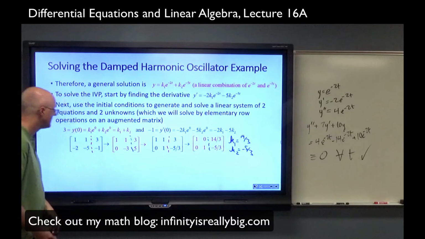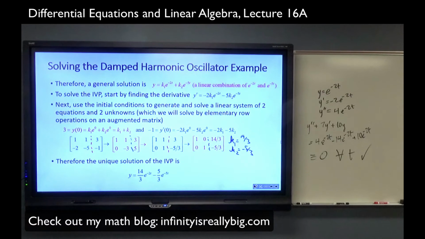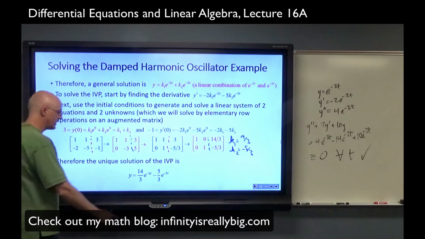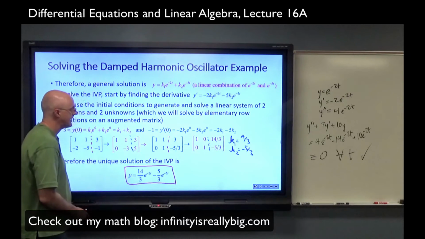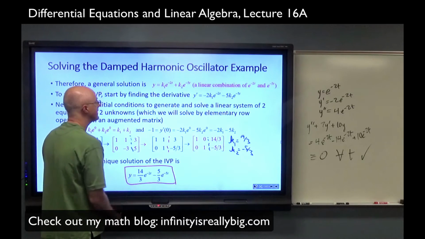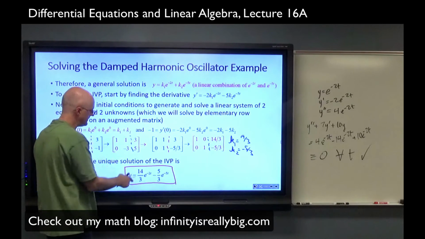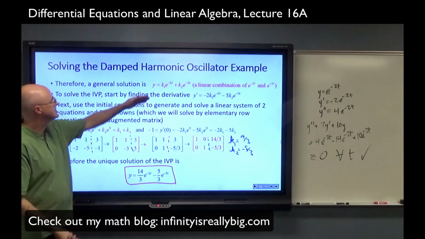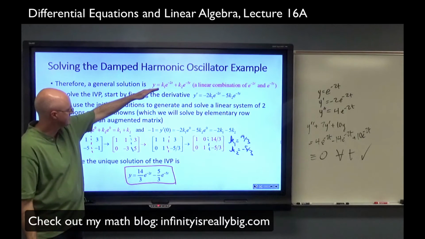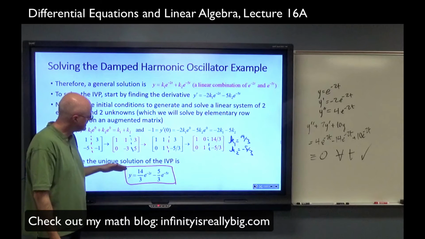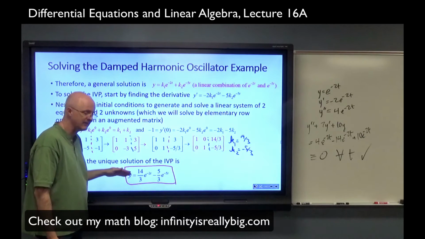It works. And this means our unique solution to the initial value problem is this single function, this single scalar function here. Plug in k1 is 14/3 and k2 is negative 5/3 into that formula there, and you get this formula here. This is a general solution. It represents infinitely many solutions. It helps you solve any initial value problem. This is the unique solution of the initial value problem that we're given.